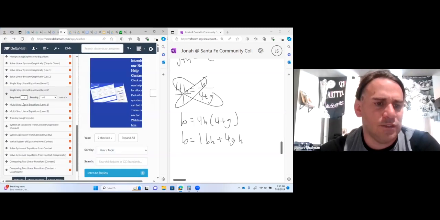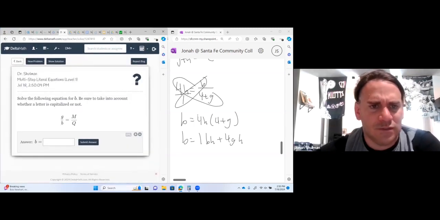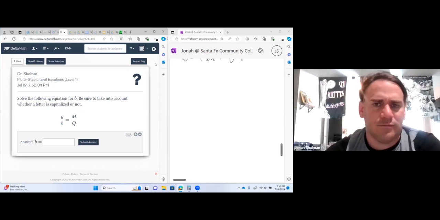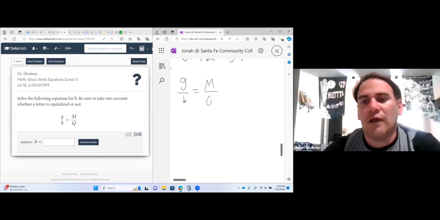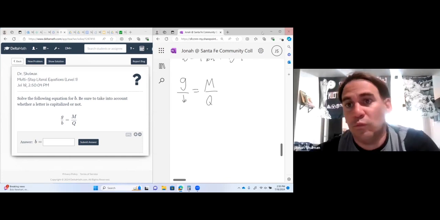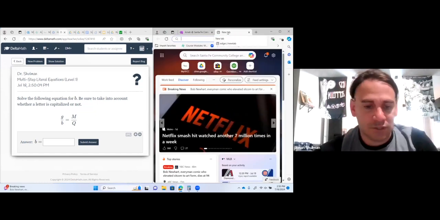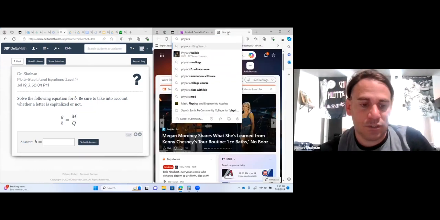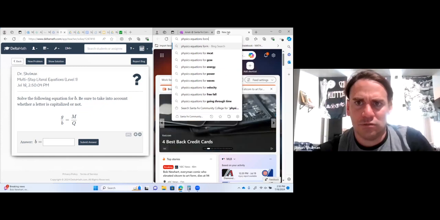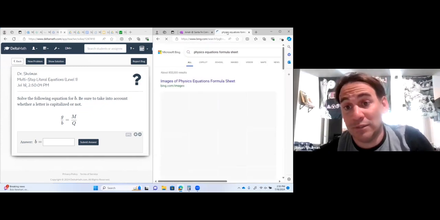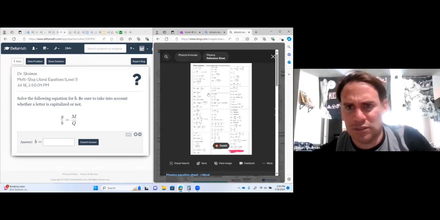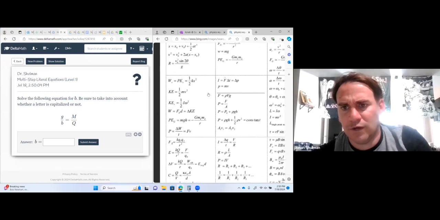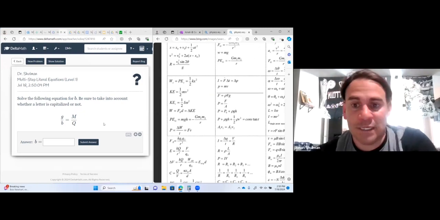All right, let's do it multi-step. Now we have to solve for b. G over b equals m over q. I always try to show you how I would teach it. So I would just go and look for physics equations, a formula sheet. This is how I would always teach it, just so you know. I would just take a regular physics formula sheet, doesn't matter what it is, and look how many there are, right? So these are real ones, instead of them just making it up.